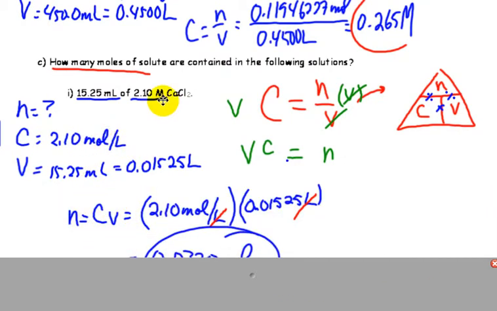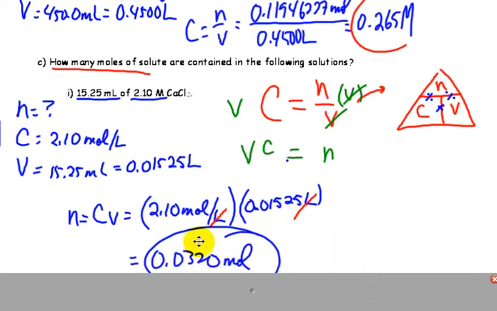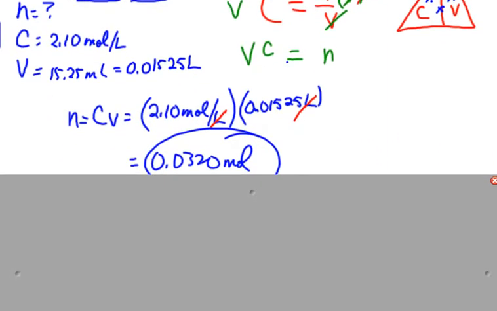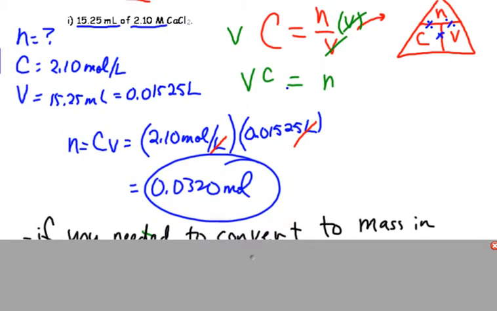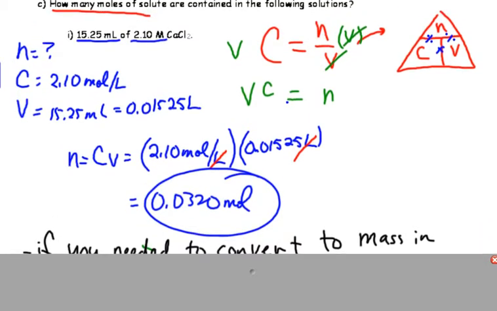Now notice here my 2.10 molar, I represented the unit as moles per liter so that you can see how it cancels out here, how the liter part cancels out. So I end up with 0.0320 moles.